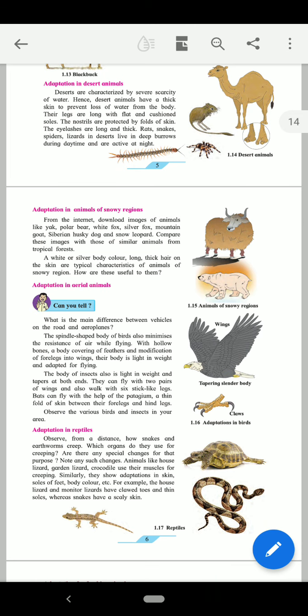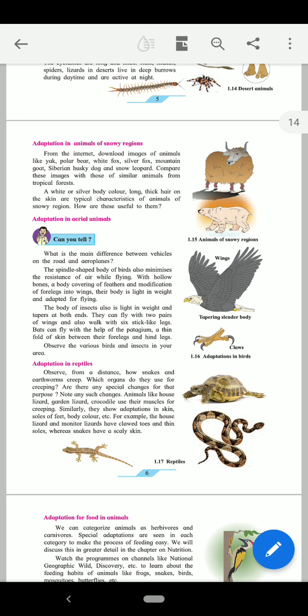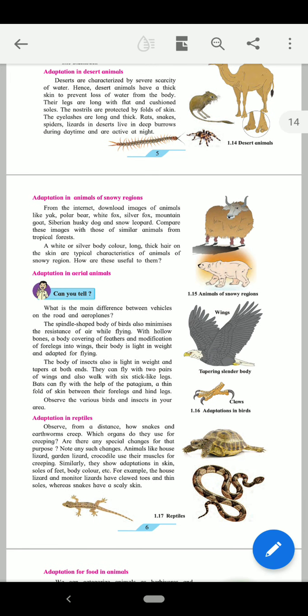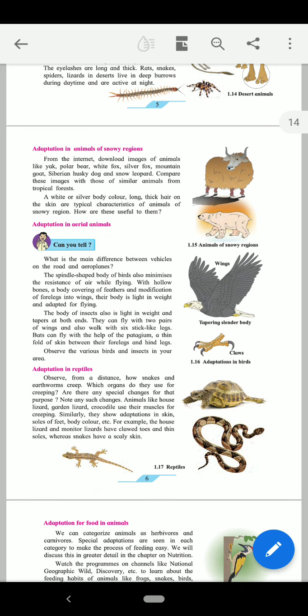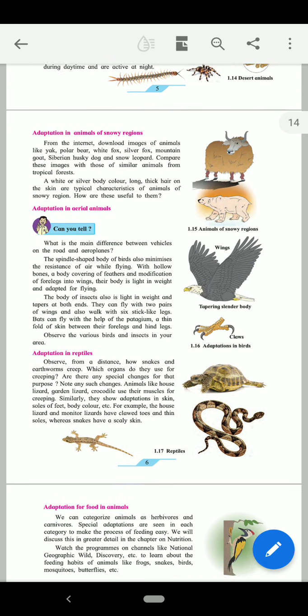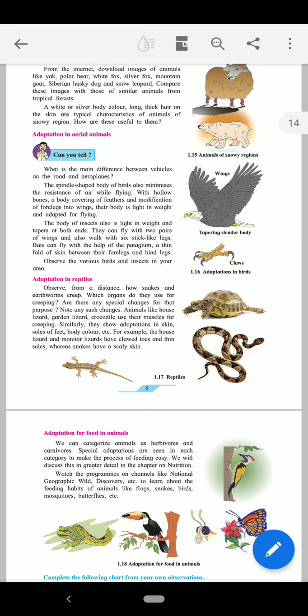They contain hollow bones, and they contain a pair of wings, with the help of which they can fly. In this we also saw the example of the bat. The bat can fly with the patagium, which is the thin fold of skin between their foreleg and hind leg, that we have seen.